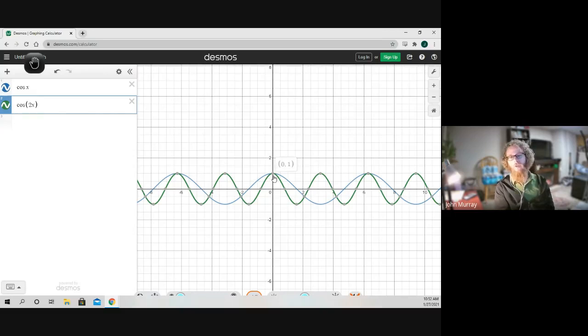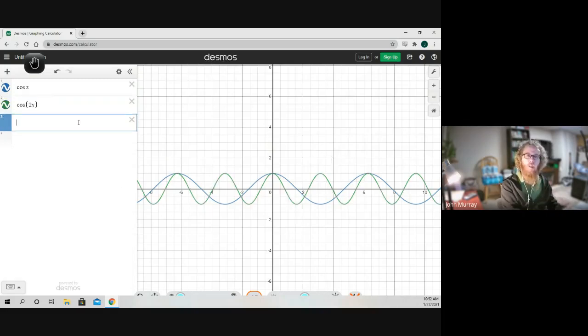So again, I start at 0, 1, just like my cosine function. But now I complete a full period a lot quicker up here at pi instead of all the way over here at 2 pi, right? Essentially, I halved my period by multiplying by 2. So there we have an inverse relationship. I'm multiplying my independent variable by 2, and that shortens my period by half.